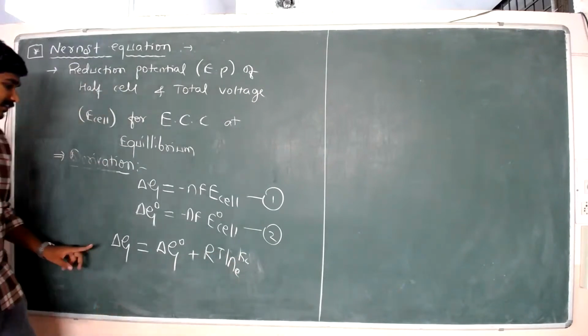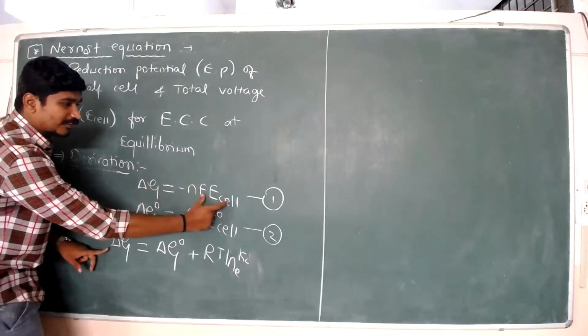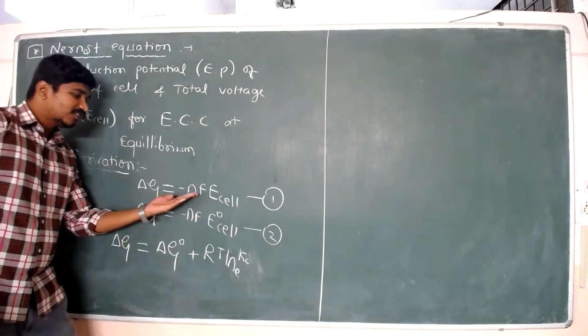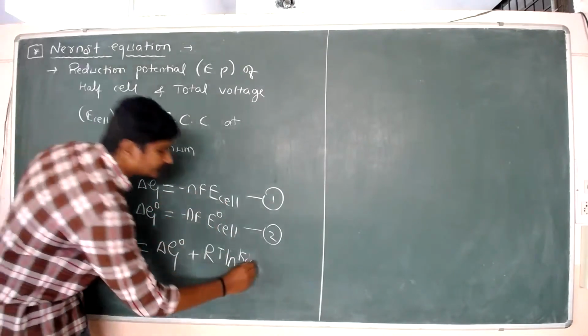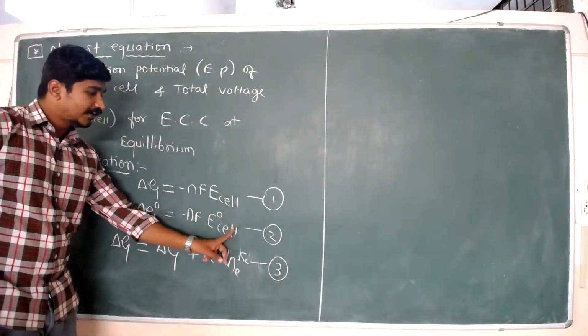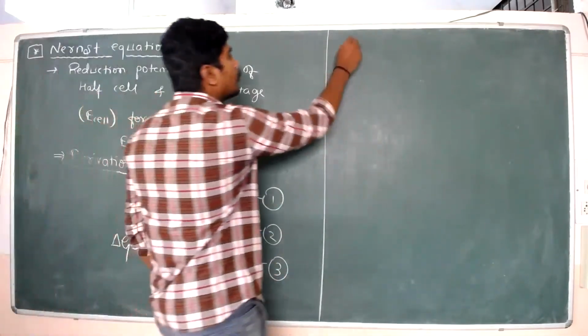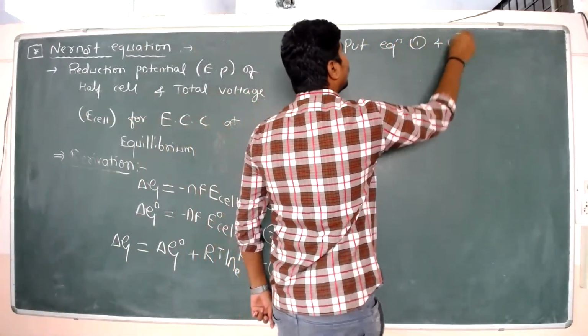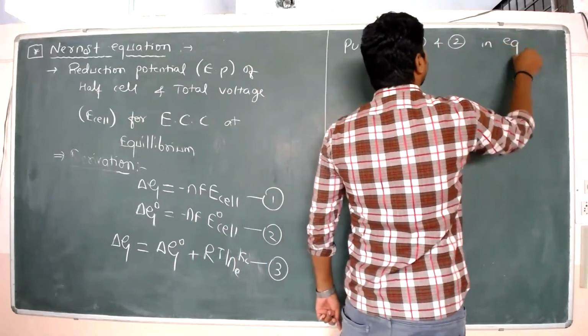Now, since we know the value of delta G and the value of delta G naught, just substitute equations 1 and 2 in equation 3. I am calling this one equation 3. Put equations 1 and 2 in equation 3.